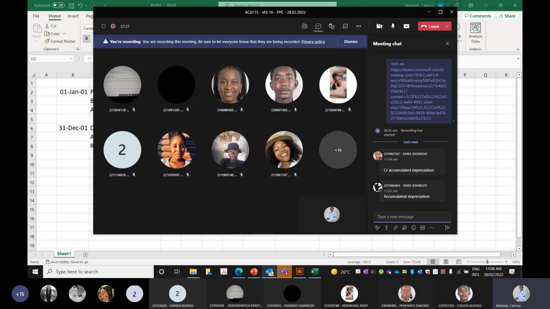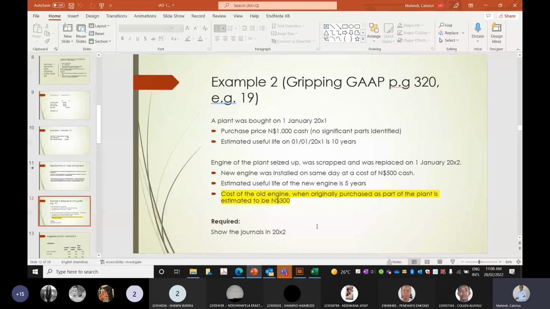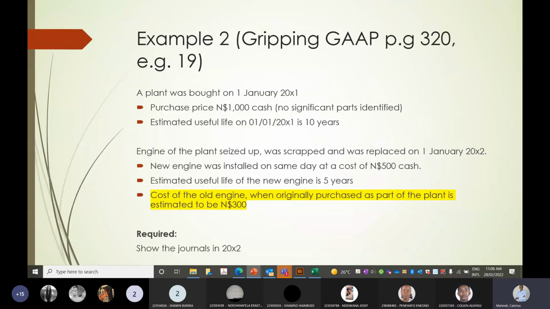Okay, now I was just going to look at your answers. All right, so we haven't even looked at the question that was asked. So I've gone and done the journals for 20x1. Now, the question didn't ask us to do the journals for 20x1, but because I want you to have an understanding, I started with 20x1. The question asked you to show the journals in 20x2. Now, let us look at the slides, what it tells us.